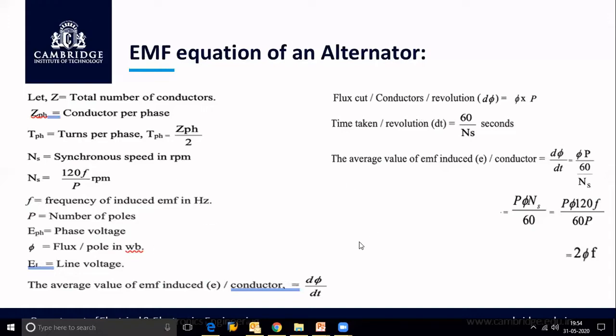Now, let us substitute these two values in the expression. Therefore, the average value of EMF induced per conductor, which is nothing but d phi by dt. We know that d phi is equal to phi into p and dt is equal to 60 by ns. Rearranging the expression, we get p phi ns by 60. We know that ns is equal to 120 f by p. Substituting this in the expression, we get 2. After cancellation, we get 2 phi f. So, this is the average value of EMF induced in a single conductor.